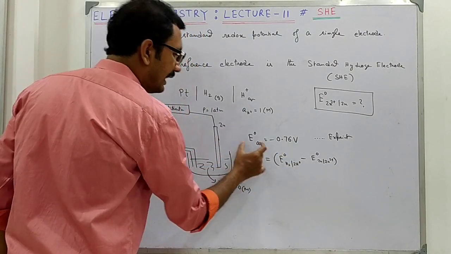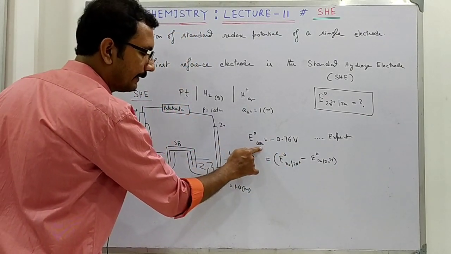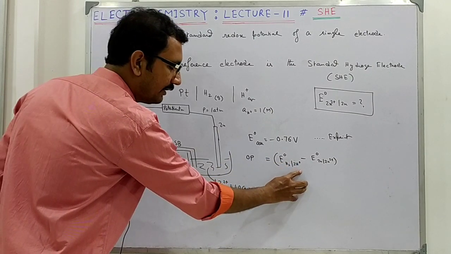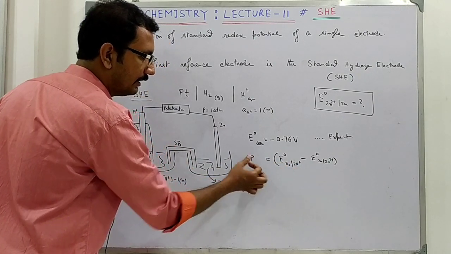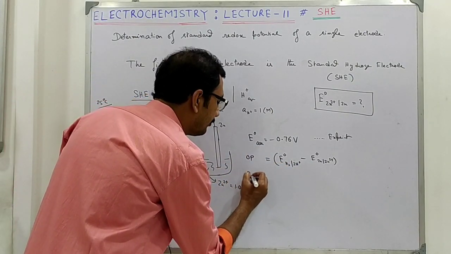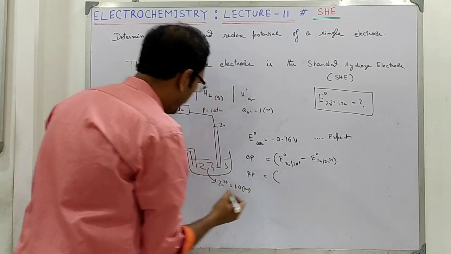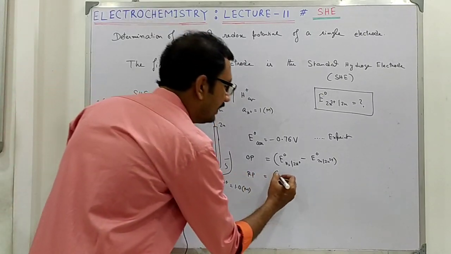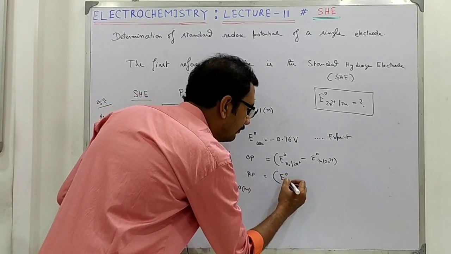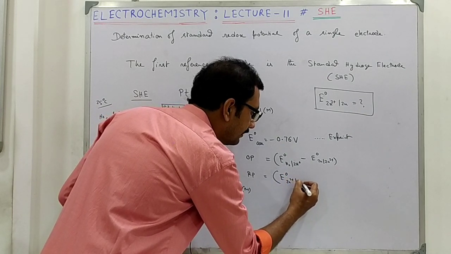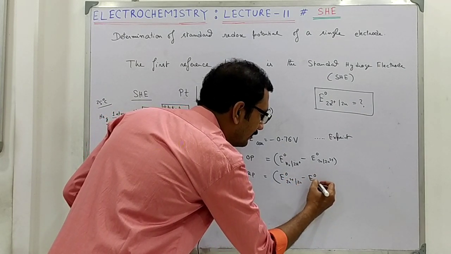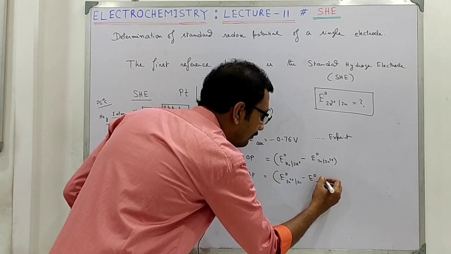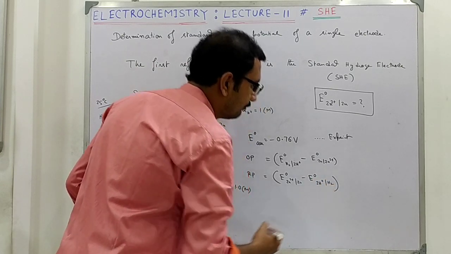You will be able to write the standard EMF of the cell in this form if you consider oxidation potential. But if you consider reduction potential, we have to write cathode minus anode. So then it will be E0 Zn2 plus Zn minus E0 2H plus H2.